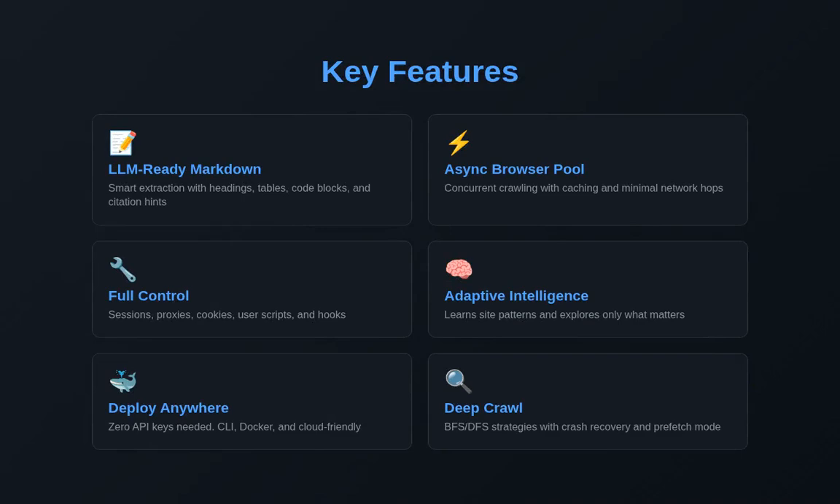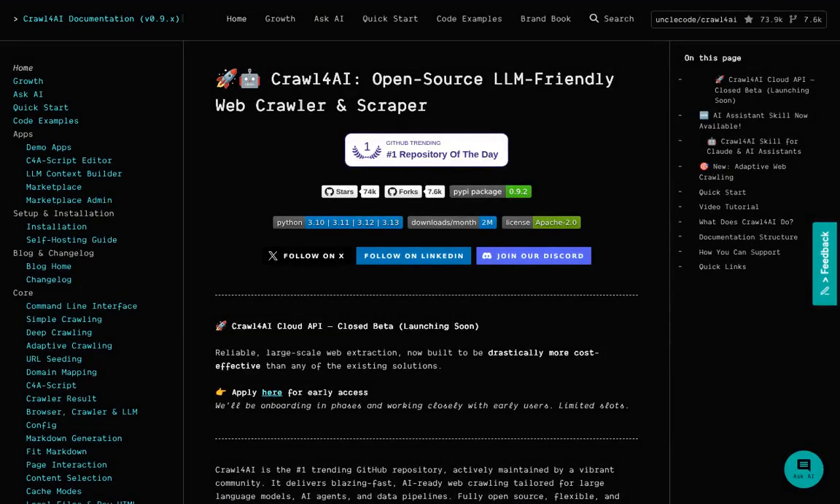Here's what makes it stand out. First, the asynchronous browser pool. Crawl4AI does not crawl one page at a time. It manages a pool of browser instances and handles multiple pages at once, with smart caching to avoid downloading the same thing twice. Second, the command line tool. You can crawl an entire documentation site in one command. Deep crawl with different exploration strategies, set page limits, and even ask the tool to answer questions about the content it finds.